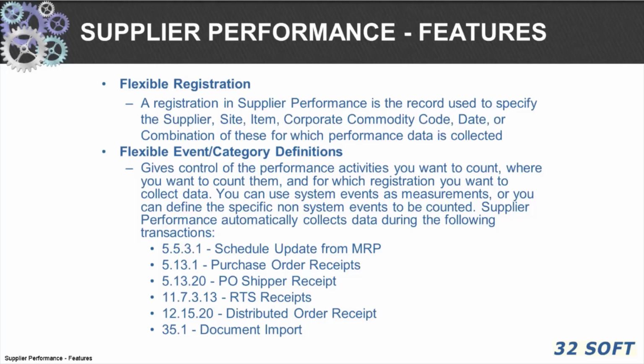The QAD Supplier Performance Module has several features that can benefit the interface between the organization and their vendors. A registration in Supplier Performance is a record used to specify the supplier, site, item, corporate commodity code, date, or combination of these for which performance data is collected. It's kind of like an item master file. Supplier Performance gives control of purchase activities you want, when, which registrations, etc.